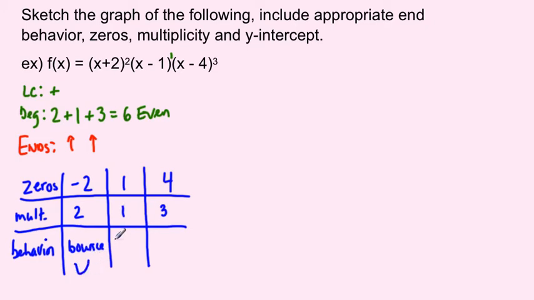Multiplicity 1 means it's going to cross straight through like that. Multiplicity 3 means it's going to curve like that. I want to put all those things together. Ooh, a y-intercept. For the y-intercept, I need to focus on the numbers here only.